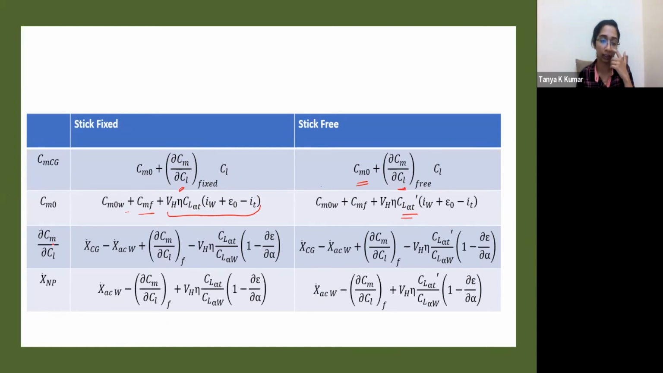Similarly, we see how dCm/dCL varies. This is the equation for dCm/dCL. Should be a bar, it's non-dimensional. So this is the equation that we know for dCm/dCL, the negative value. The only point of variance here again is CL alpha tail. Same thing for the neutral point, only the CL alpha tail changes.